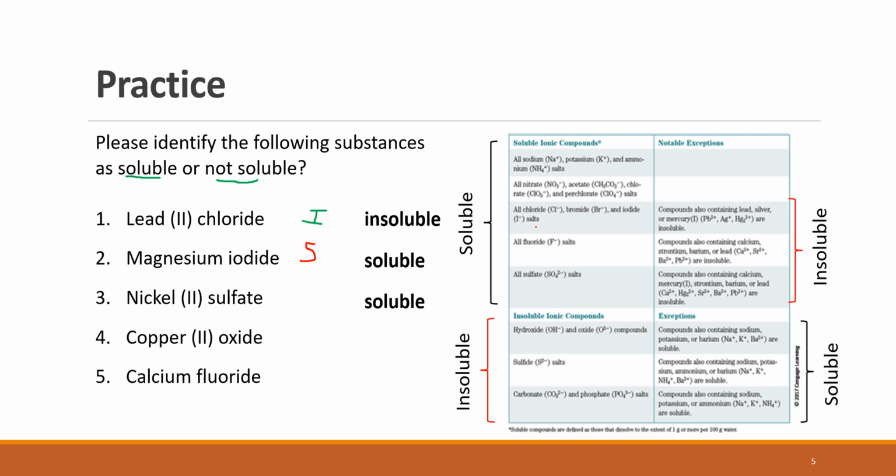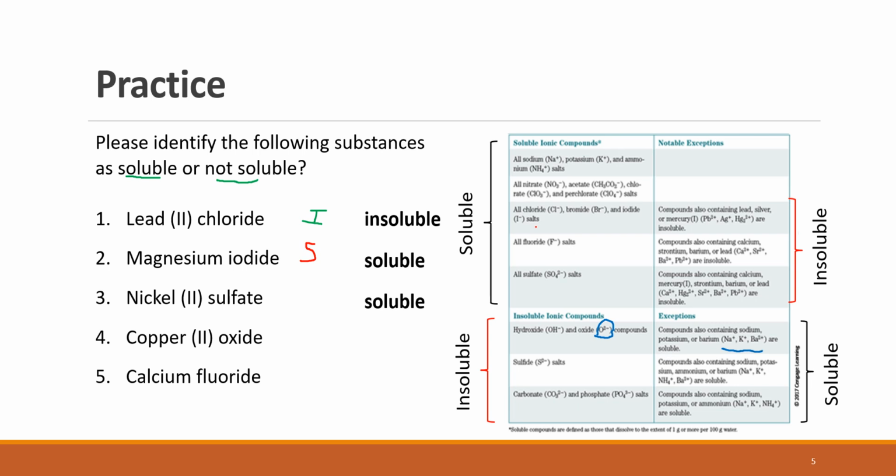Copper 2 oxide. So now we're moving to the bottom part of the chart. So here's the oxide ion, O2 minus. Now remember, the bottom half of the chart is opposite. So this is saying that oxide-containing compounds will usually form solids unless they're with sodium, potassium, or barium.